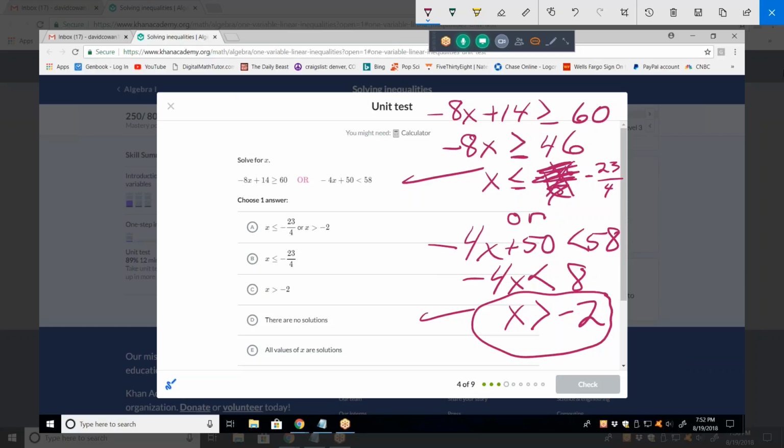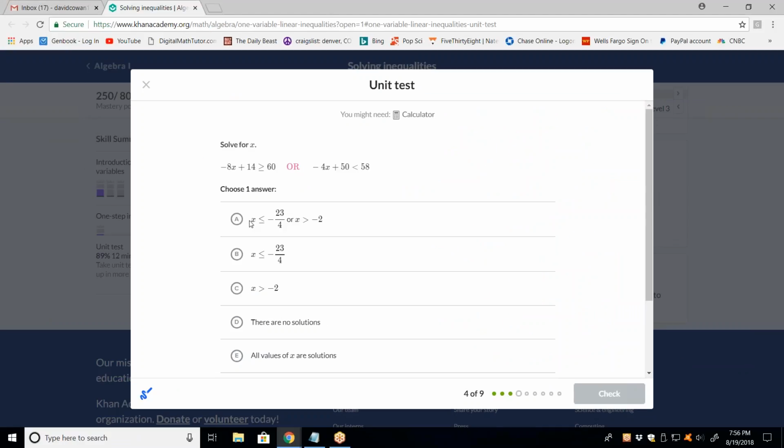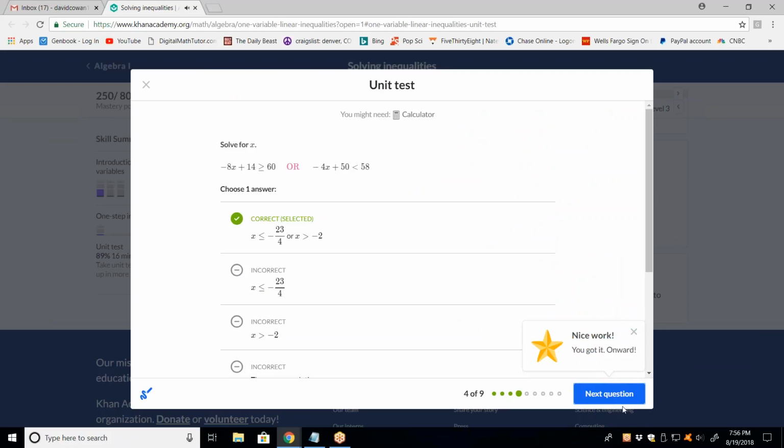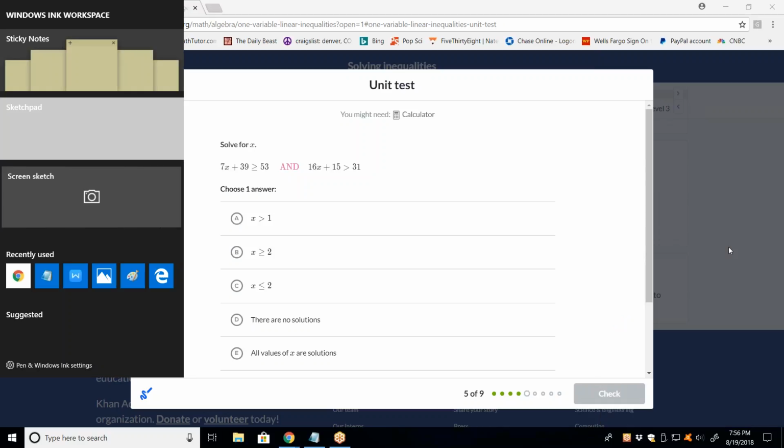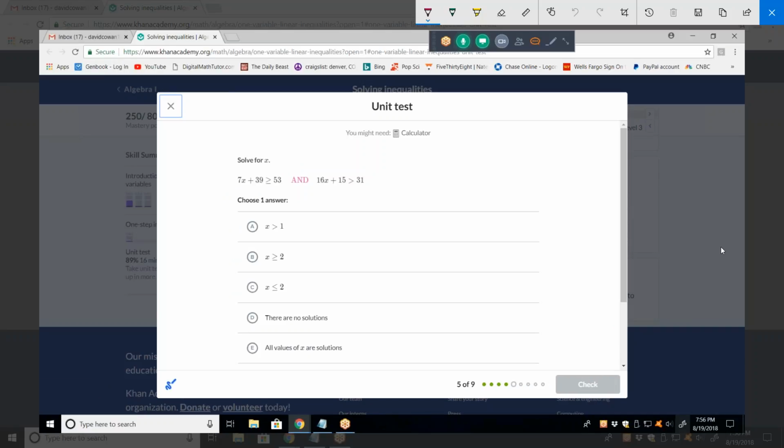So we're looking at A here. Okay, here's an "and" question. Now, "and" doesn't necessarily mean there's no solution. It can't be contradictory. In other words, whatever I solve for, both of these need to be true.